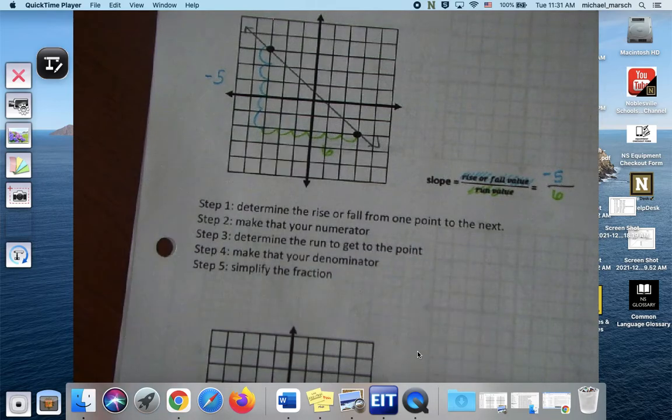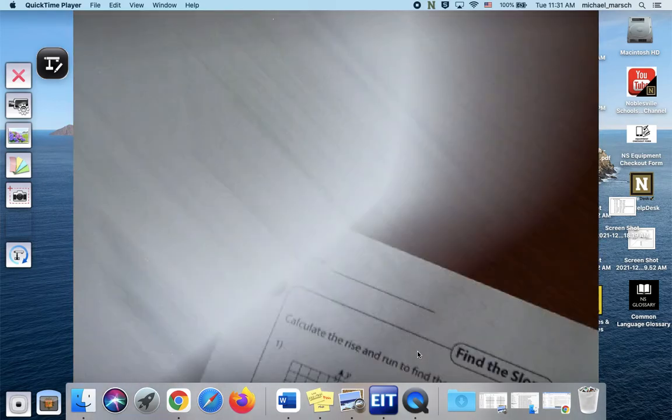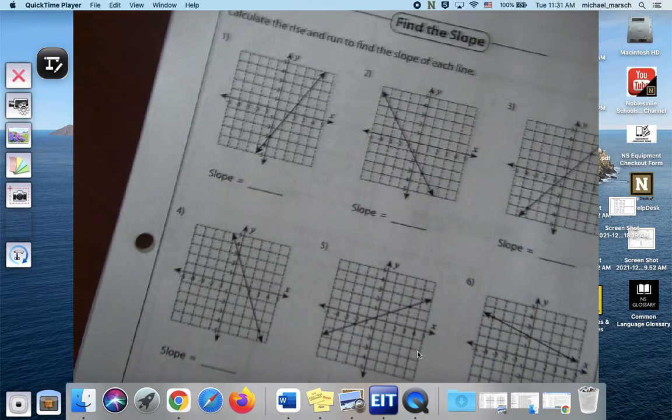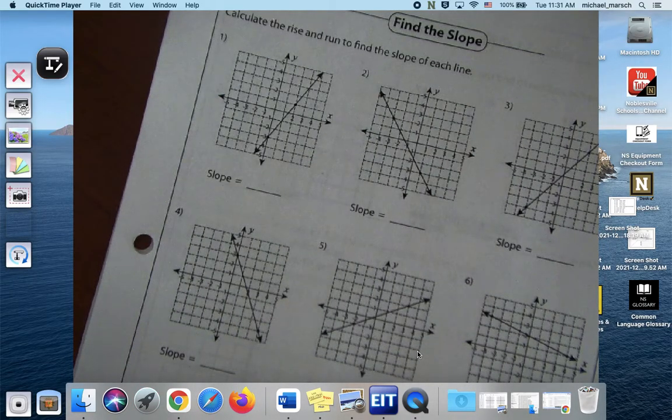Okay, so we've got our lines. We found our slopes. And now you guys are going to do these next two pages by yourself, counting, simplifying. You don't have to color code if you don't want to. I did because I think it looks pretty. I'll give you just a few minutes to do that.